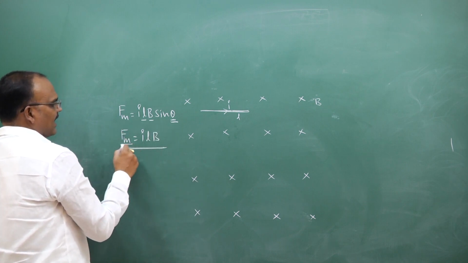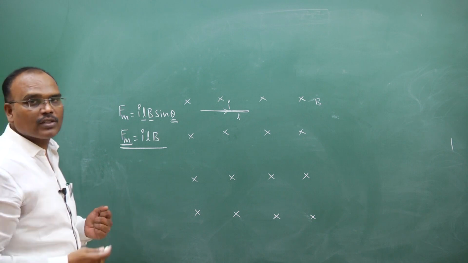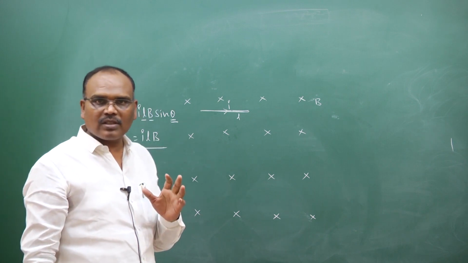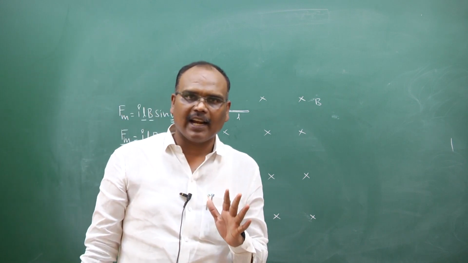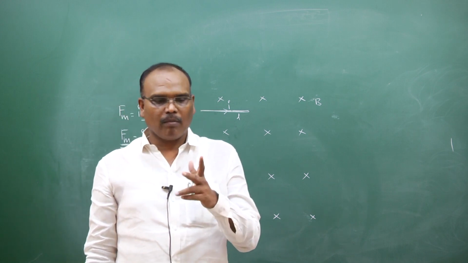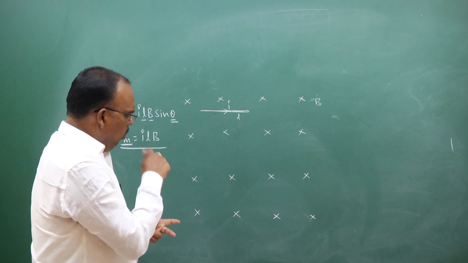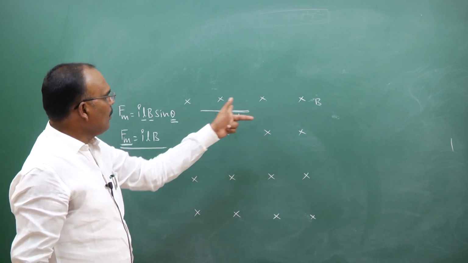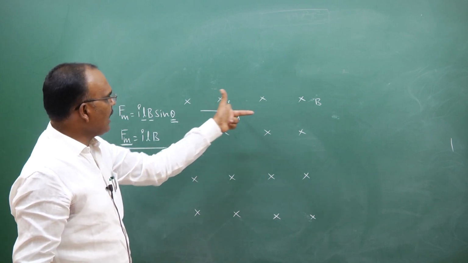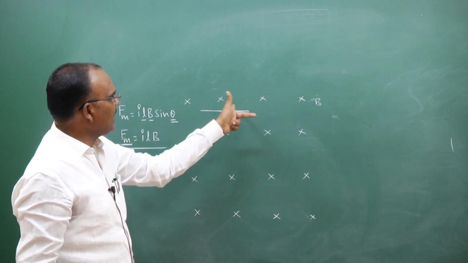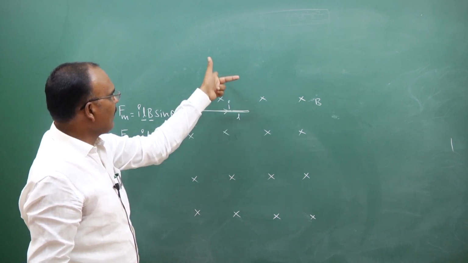But force is a vector. We need to know the direction of the force. The direction of force acting on a current carrying conductor can be found using Fleming's left hand rule. Here the magnetic field is into the board, the current is flowing in this direction, so the magnetic force acts upward.